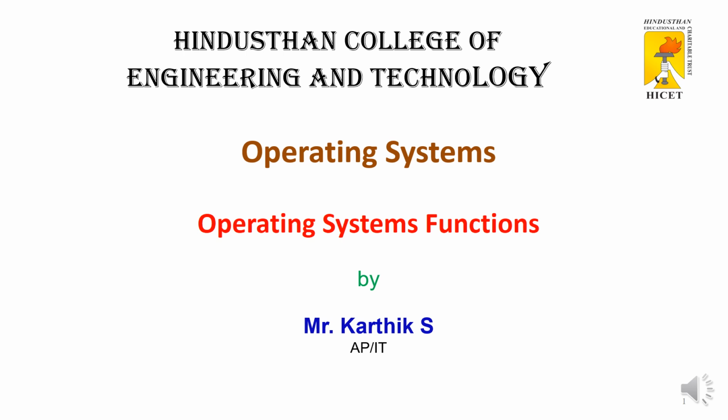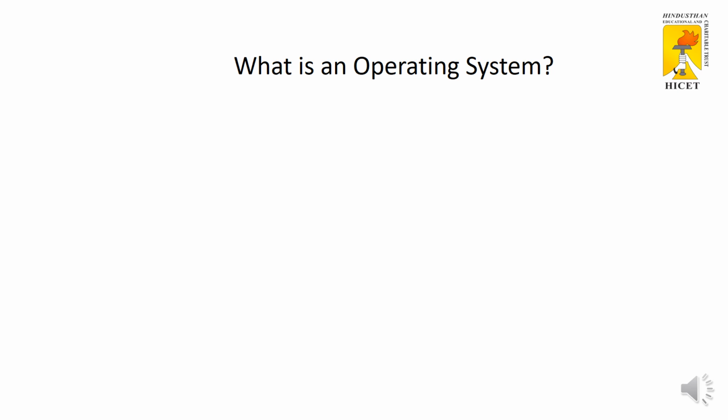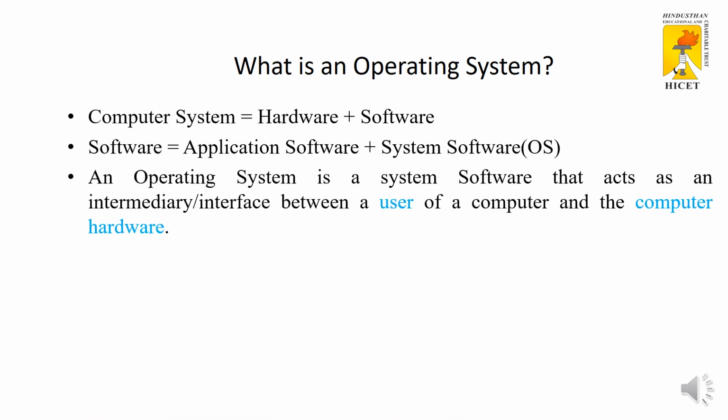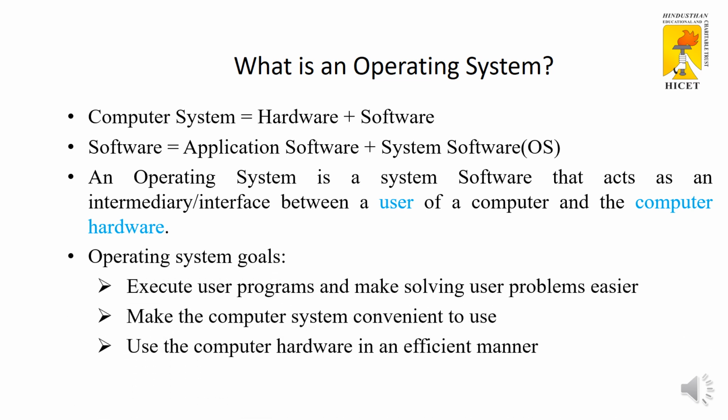The title is Operating System. What is meant by operating system? An operating system is a set of programs that act as an intermediary between a computer user and computer hardware. The operating system's goals are to execute user programs and make solving user problems easier, to make the computer system convenient to use in a fast and efficient manner, and to use the computer hardware efficiently.